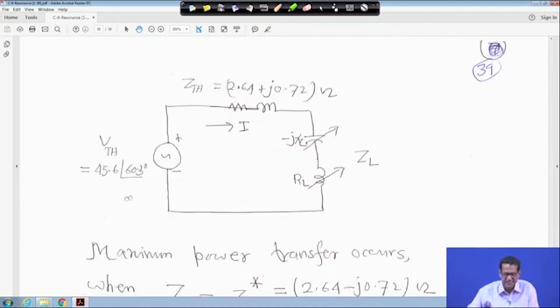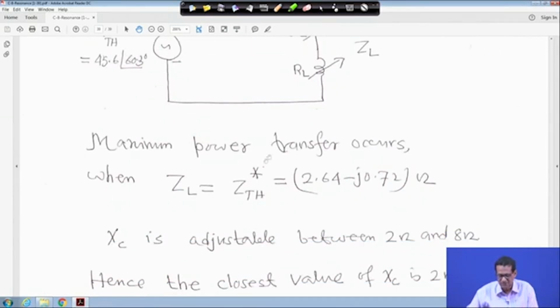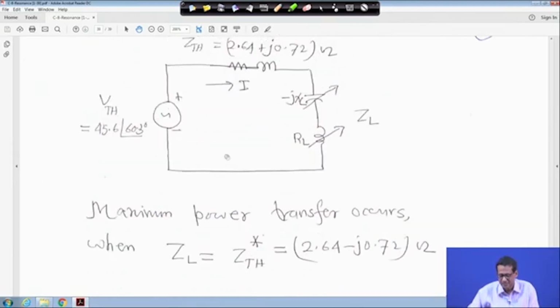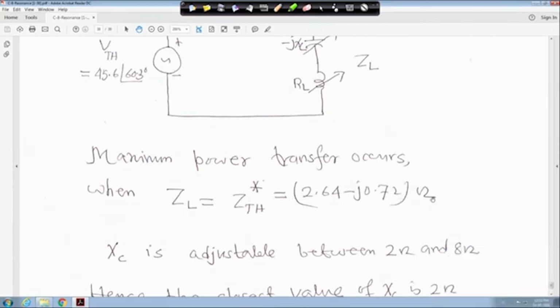Then the equivalent circuit is V Thevenin 45.6 angle 60.3 degree and Z Thevenin 2.64 plus j0.72, with both RL and XC variable. For maximum power transfer, if both are variable, we know ZL is equal to the conjugate of Z Thevenin. So it will be 2.64 minus j0.72 ohm.